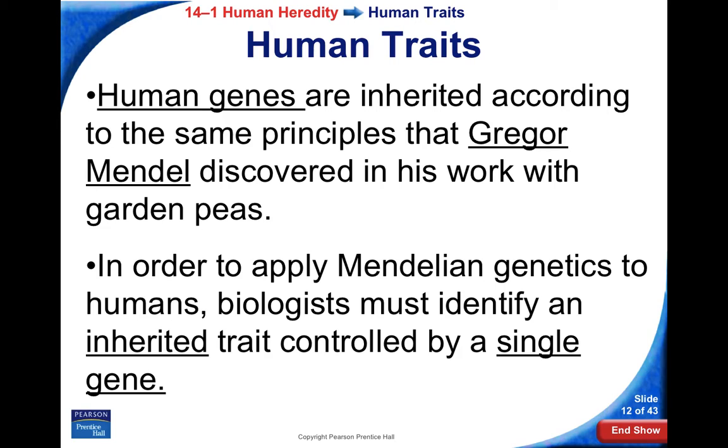But the problem is we can really only use Mendelian genetics when we're talking about traits that are controlled by a single gene. A lot of your traits like hair color, eye color, skin color, and so on, they're controlled by many different genes all working together to influence a trait. We're going to try to find traits that are controlled by one gene.